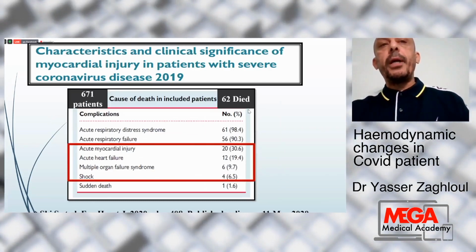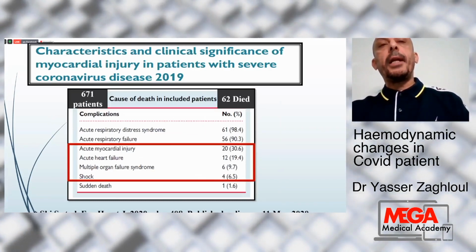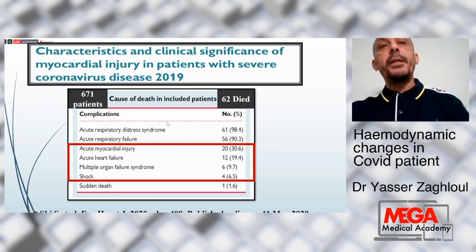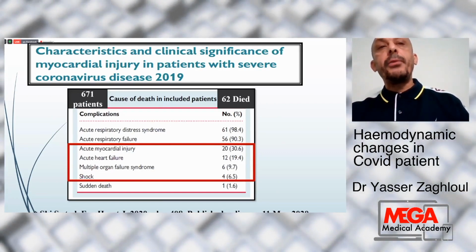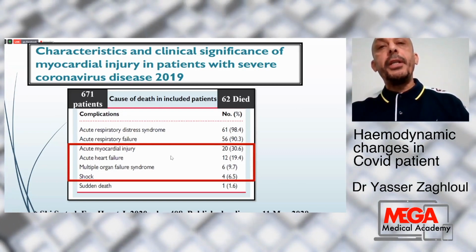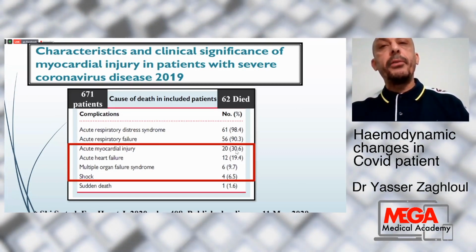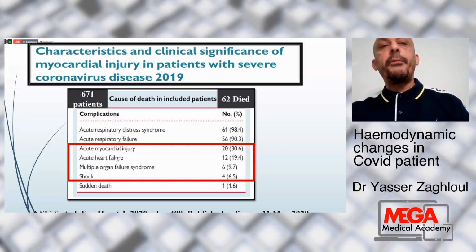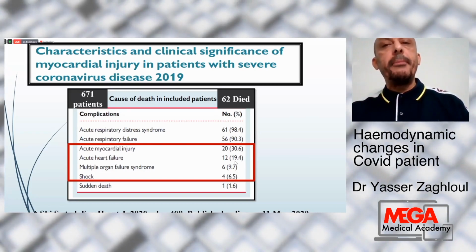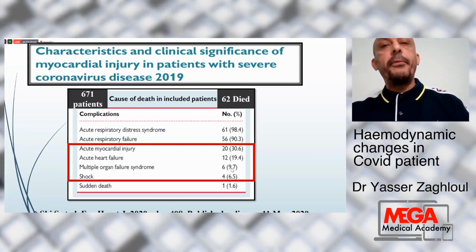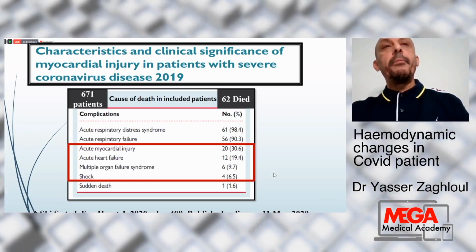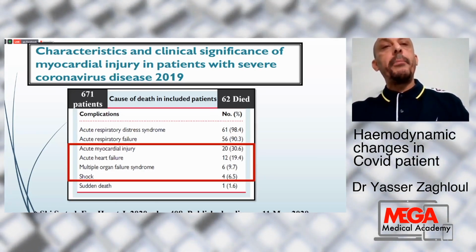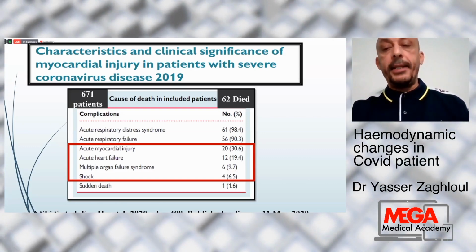Also, cardiovascular failure is the second cause of death after respiratory distress syndrome and respiratory failure. And you can see acute myocardial injury is responsible for about 30% of the deaths. Acute heart failure is responsible for about 19% of the deaths, multi-organ failure 9%, and shock 6%. So myocardial injury may cause significant mortality as well.